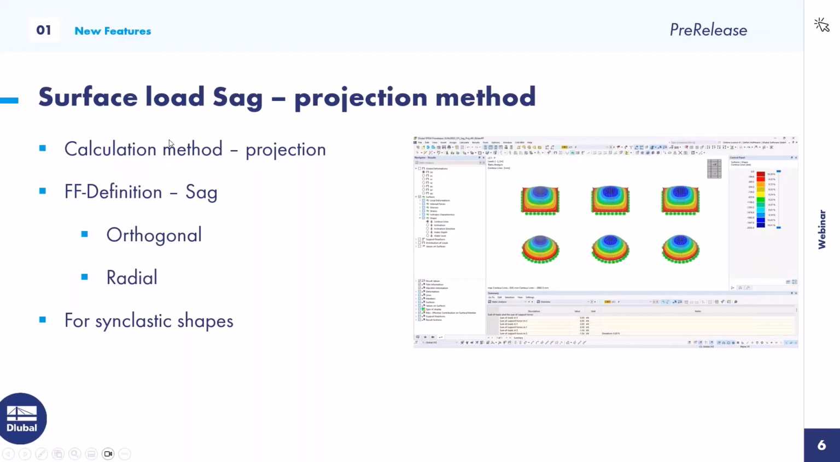I step to the next feature, which is yet only available in the pre-release mode. So it's for our internal testing, but pre-release means that it's going to be published soon in a Grandmaster. You can then check for it, of course, in the extranet. It's the surface load SAG from the load or calculation method projection.